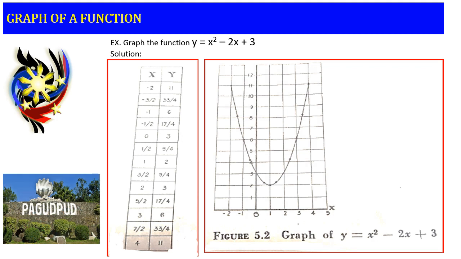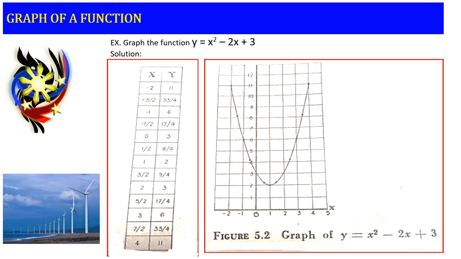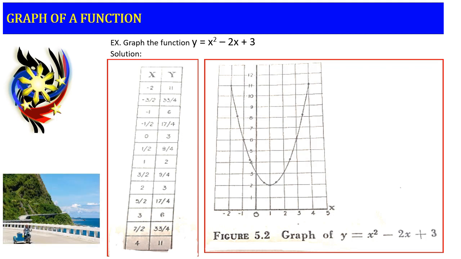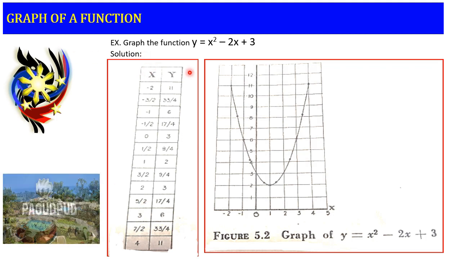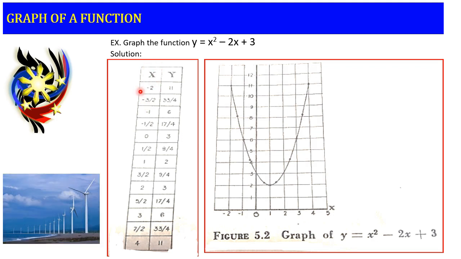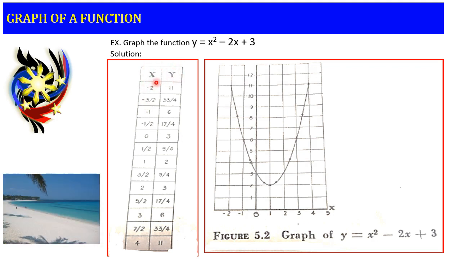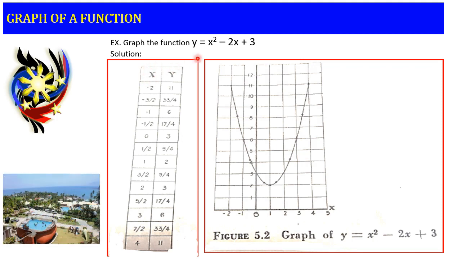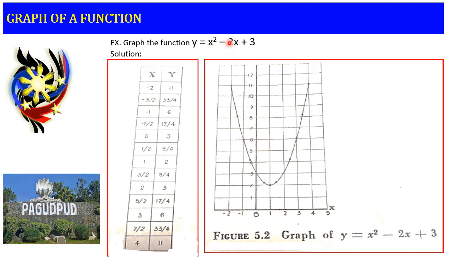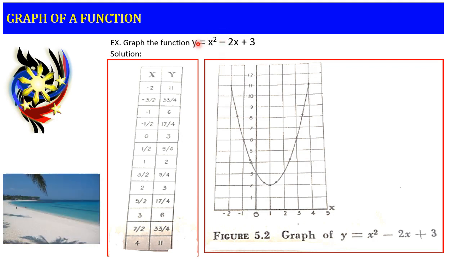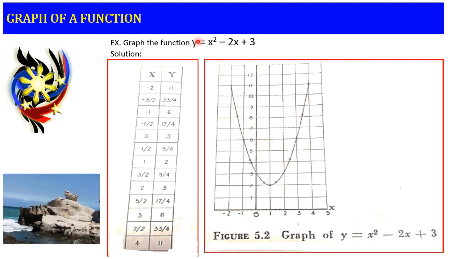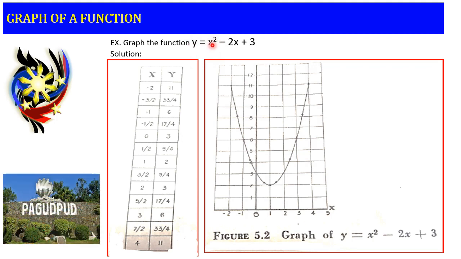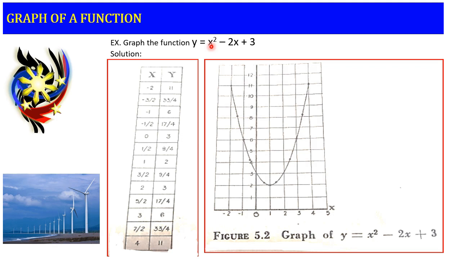Example, graph the function y is equal to x squared minus 2x plus 3. Gagawa ka raw po ng table na kagaya nito. Lagay mo dito yung x, lagay mo din yung corresponding y. Tandaan mo yung x, anong tawag natin po dito? Independent variable, at ito ay yung dependent variable niya. Kasi yung value nitong y na to, dumidepende sa value ni x.